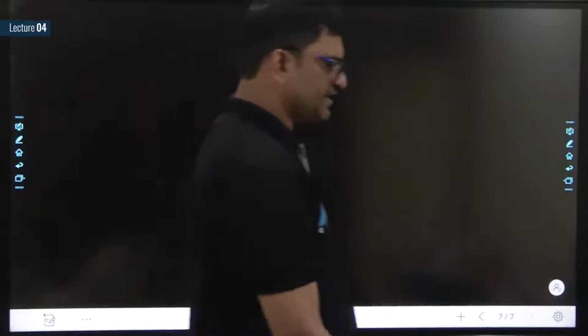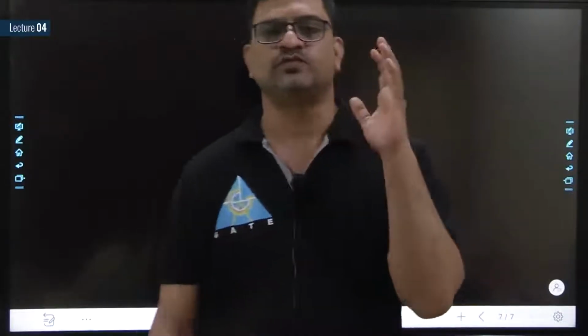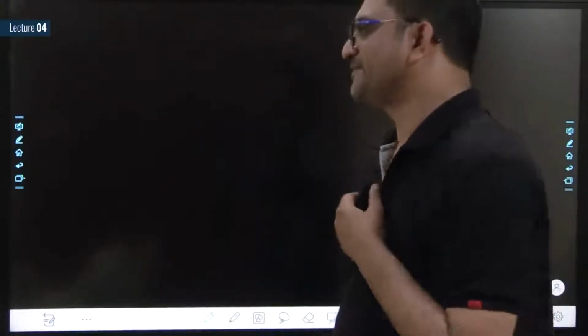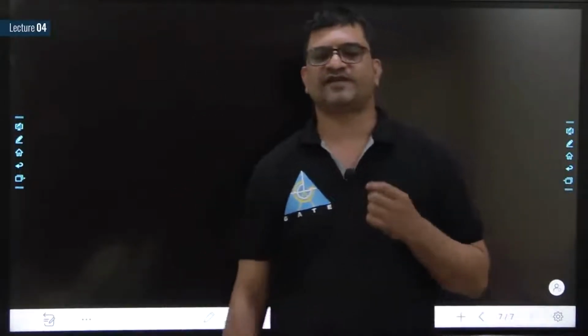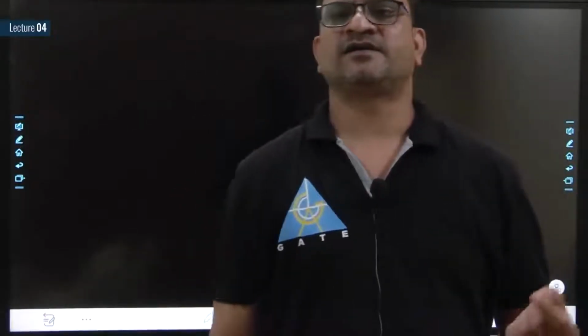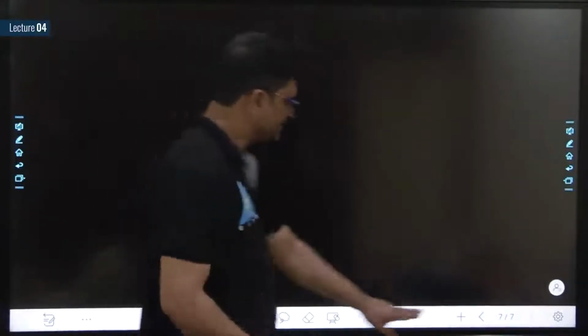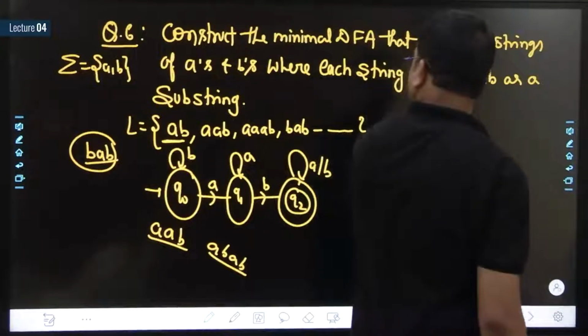Construct the minimal DFA that accepts all strings of A's and B's where the length of each string is exactly 2. Exactly 2.